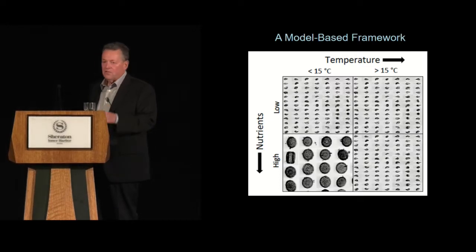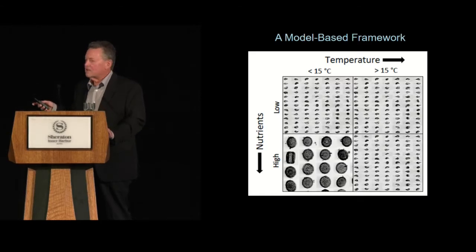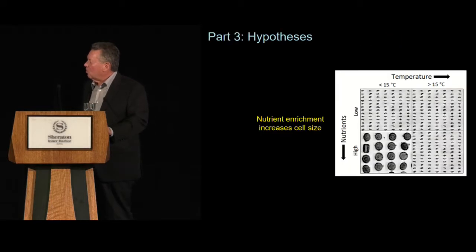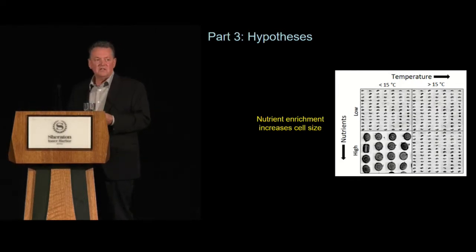And if the world was run solely on the basis of size-based rules, if this framework is an accurate representation of temperature and nutrient combinations that would select for large cells or small cells, a couple of hypotheses emerge, and these are hypotheses that I think are testable. So one hypothesis is that as we increase nutrient concentrations in water bodies, there's a progressive tendency to select for the growth of large cells.